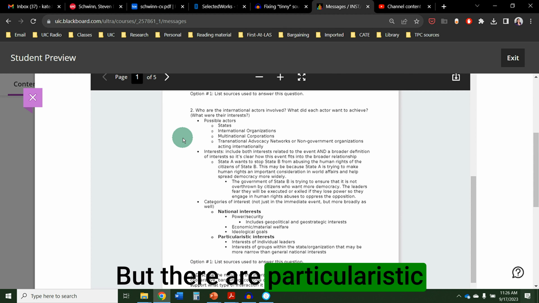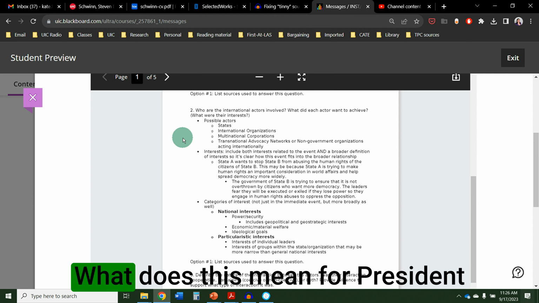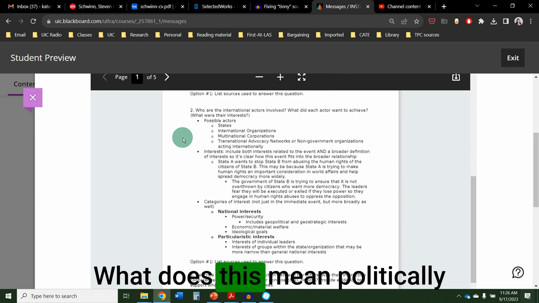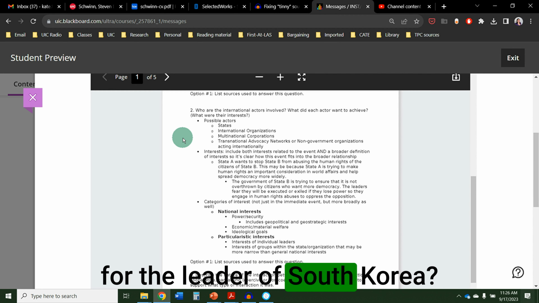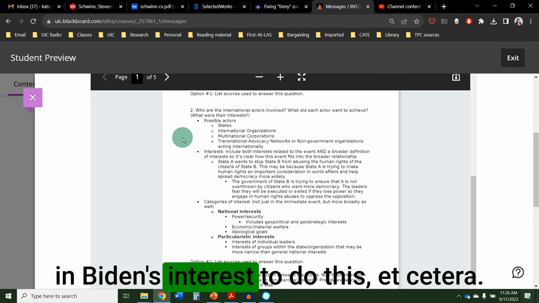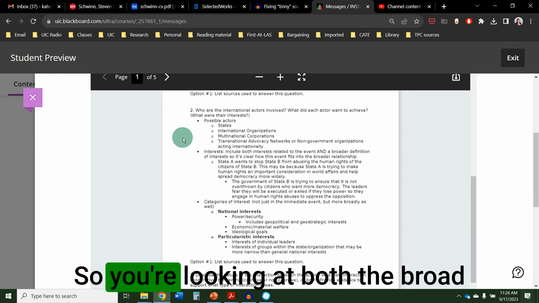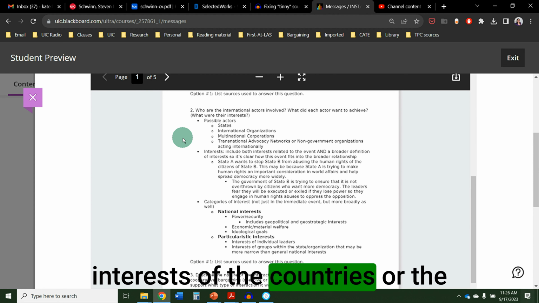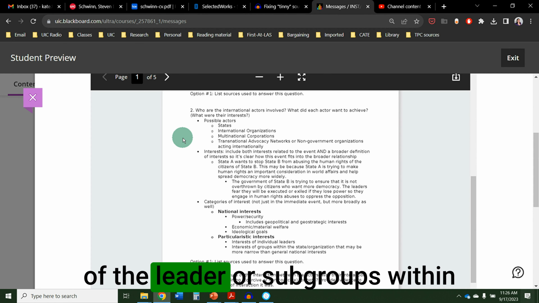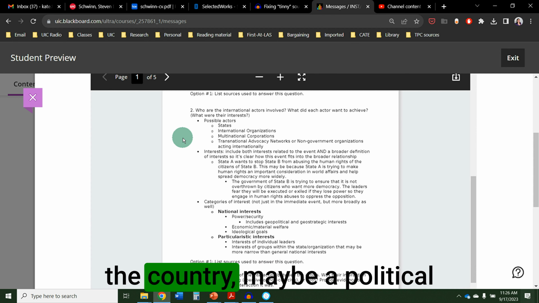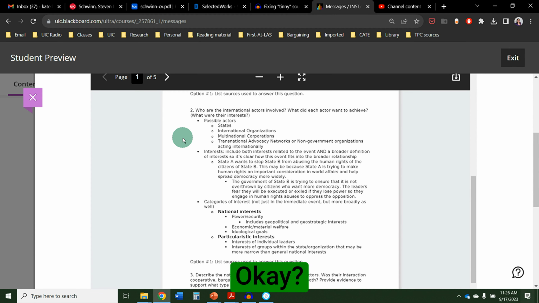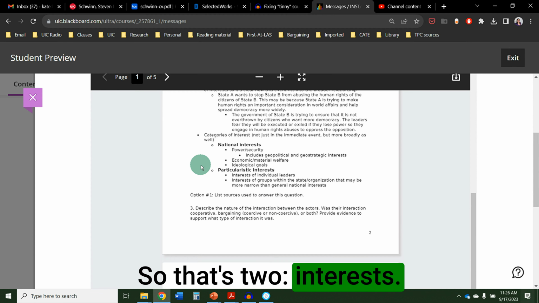But there are particularistic interests as well. What does this mean for President Biden to be engaging in this? What does this mean politically for the leader of South Korea? Are there reasons why it's especially in Biden's interest to do this, etc. Okay, so you're looking at both the broad interests of the countries or the actors and then particular interests of the leader or subgroups within the country, maybe a political party or the military or someone. Okay, so that's 2, interests.